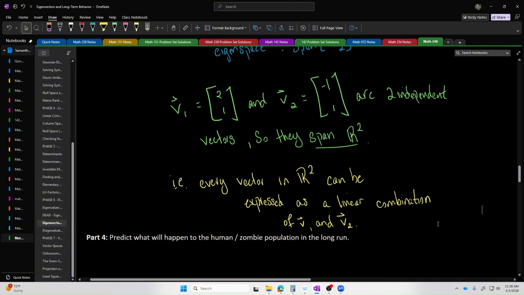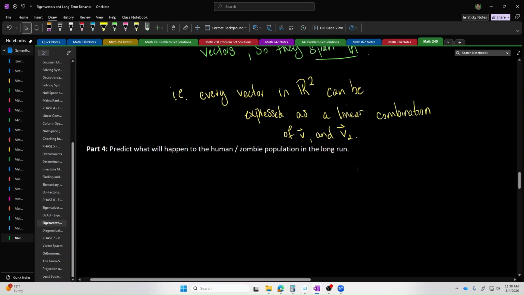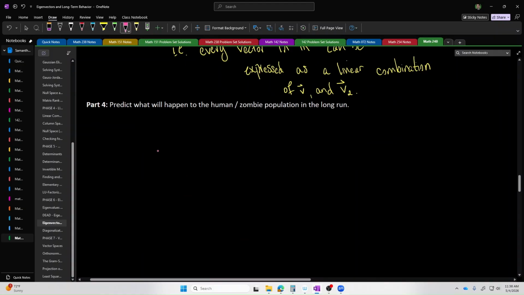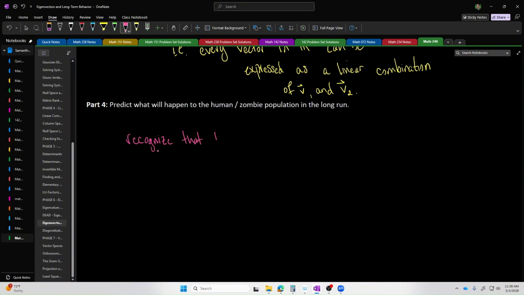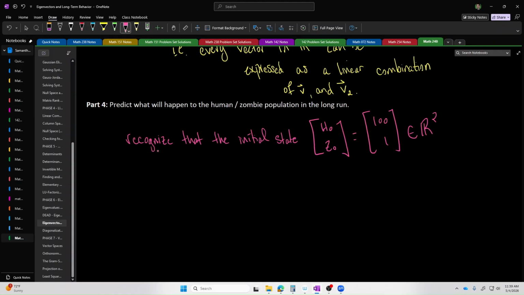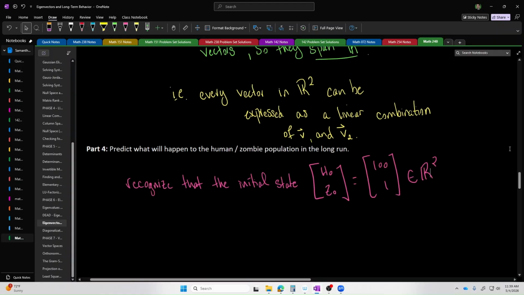So let's now use these results to figure out what's going to happen to this population of zombies and humans in the long run. The first thing I'm going to do is recognize that the initial state here, for example, H0, Z0 being (100, 1), is a two-dimensional vector. And since it is a two-dimensional vector, there is some way to express this as a combination of v1 and v2.